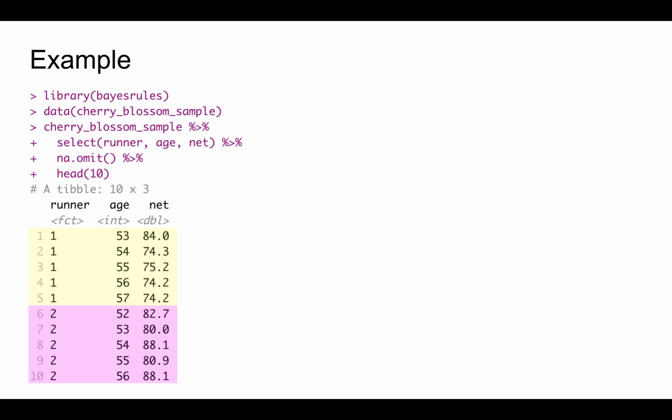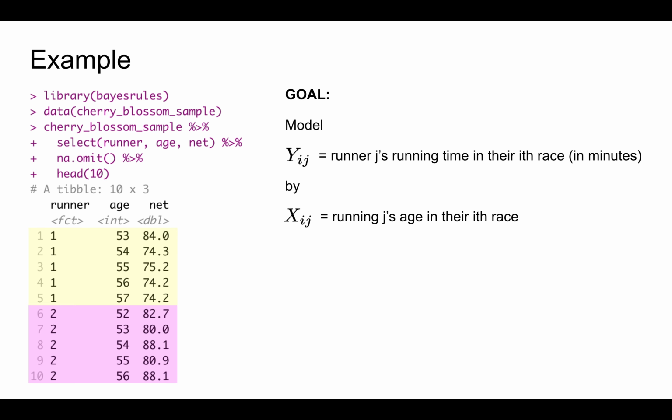Thus, the data that we're working with is grouped. We observe multiple race outcomes per runner. For example, we observe 5 race outcomes for runner 1 at the ages from 53 to 57. Similarly, we observe multiple outcomes for runner 2 and the other runners in our sample. With this grouping structure in mind, let's specify our goal.